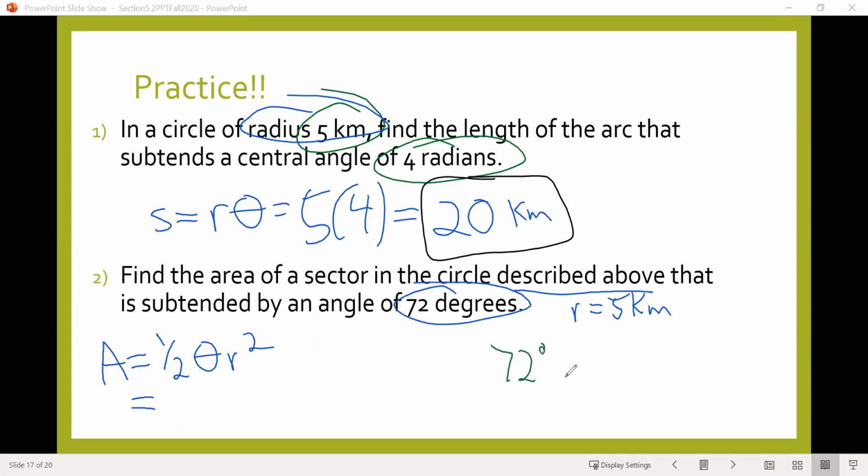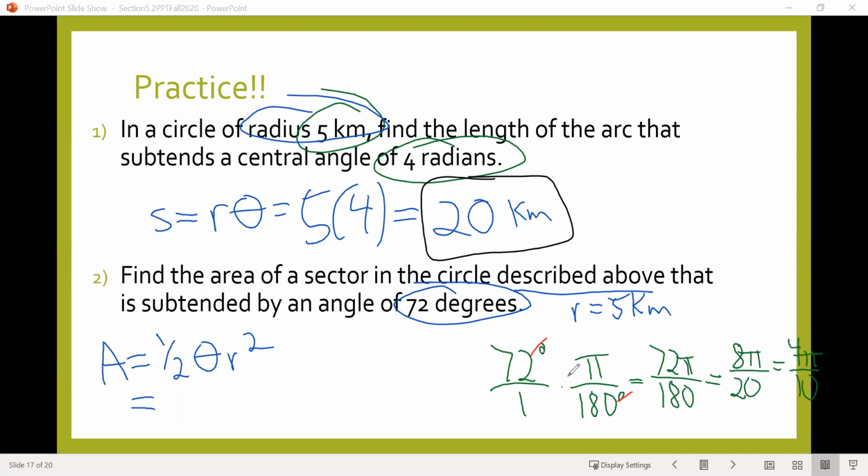So we'll do 72 degrees over 1, multiplied by pi over 180 degrees. The degrees can cancel. So we'll end up with 72 pi over 180. We can reduce those. That would become, if we put 9 in there, 8 pi over 20, divide by 2, 4 pi over 10. Oh my gosh, Cody, you could have done this a lot faster. It's like 2 pi over 5. Yep, I think so. So now I've got the angle measure in radians.